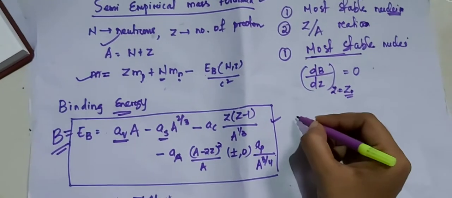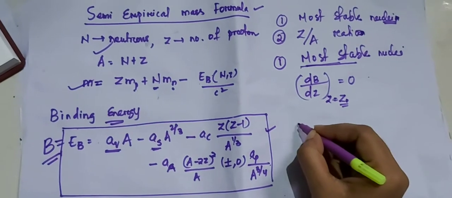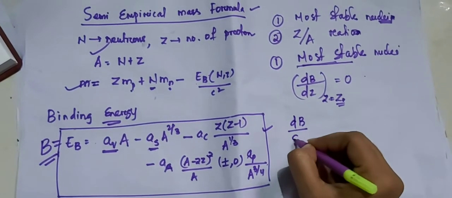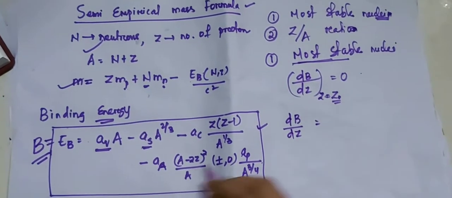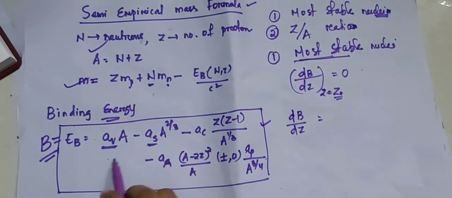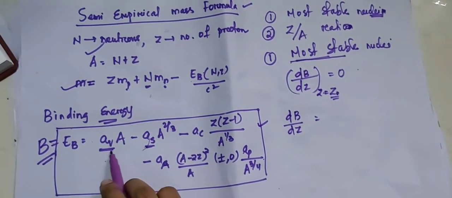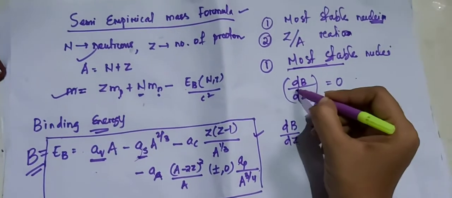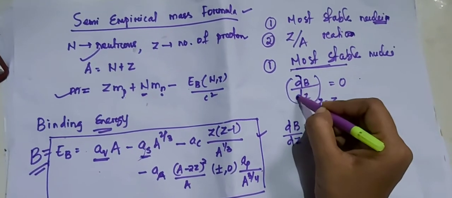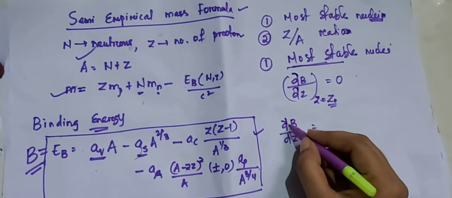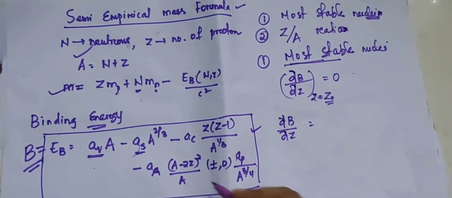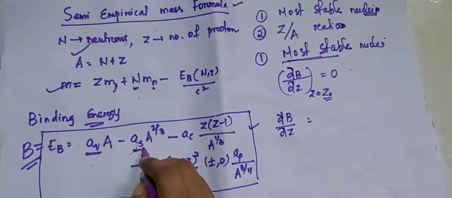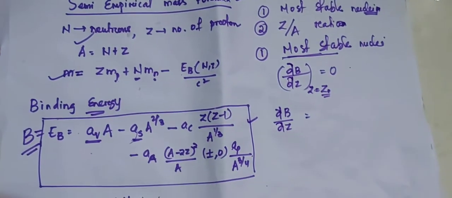Now I am doing dB by dZ of this term. In the first two terms there are no Z terms, so the derivative of these two terms will be equal to 0, because we are taking the partial differentiation, dou B by dou Z.